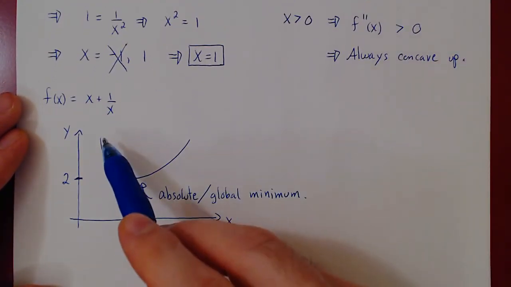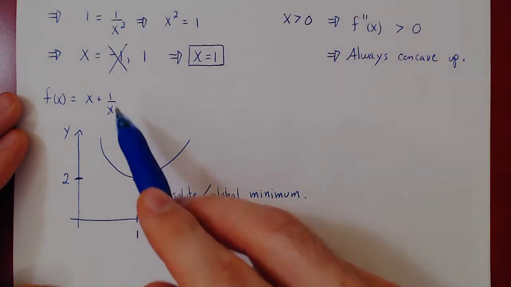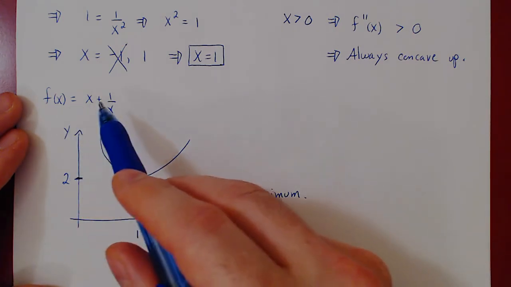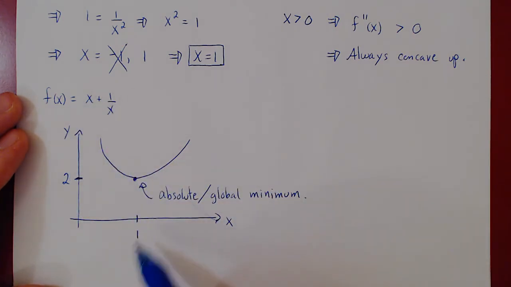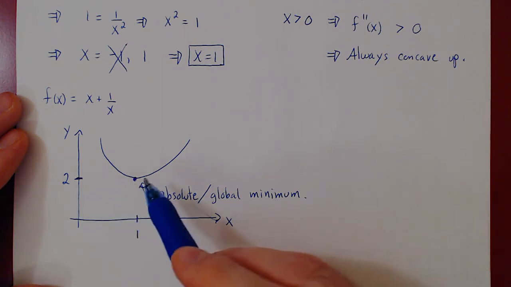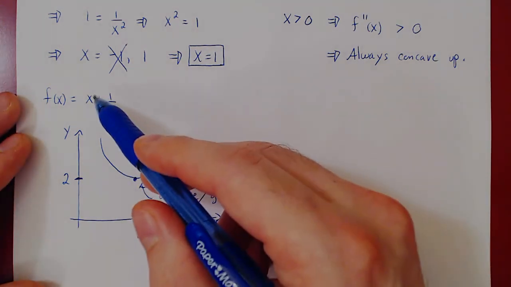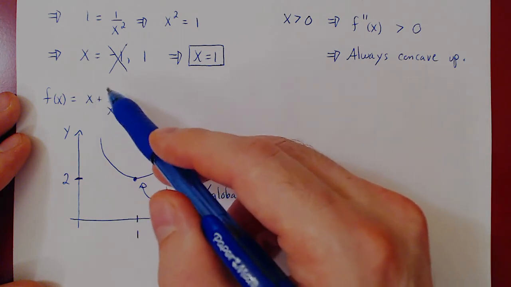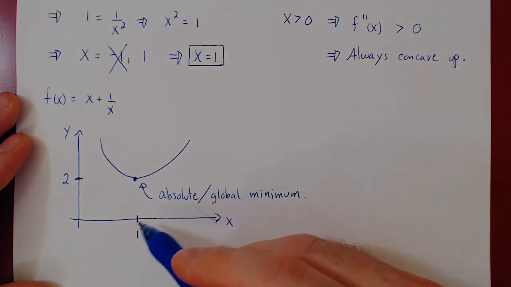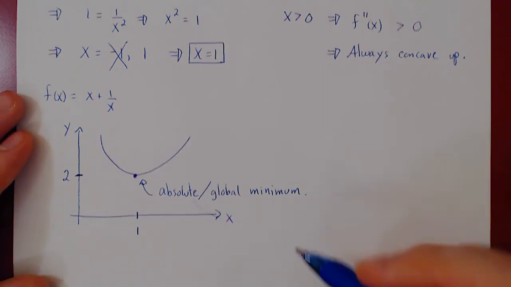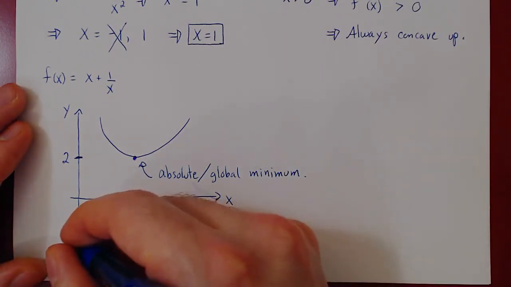By producing a rough sketch of the graph, we found that the function is minimized when x equals 1. And the minimum value is 2. So the real number whose sum with its reciprocal is minimized is simply x equals 1. And that is our answer.